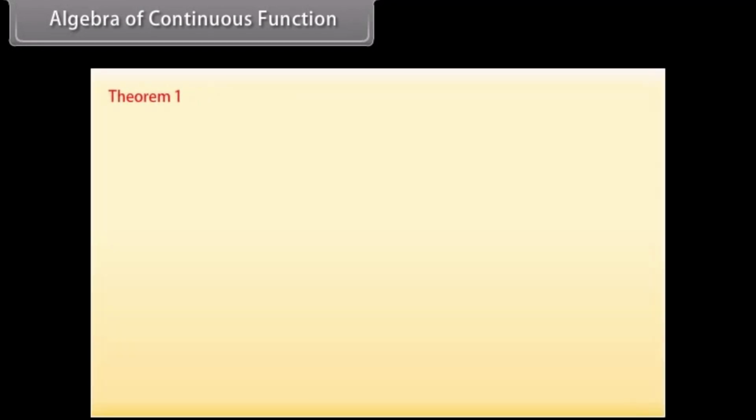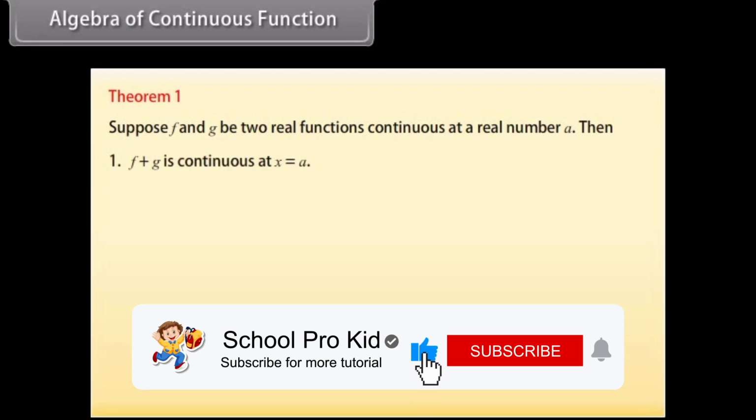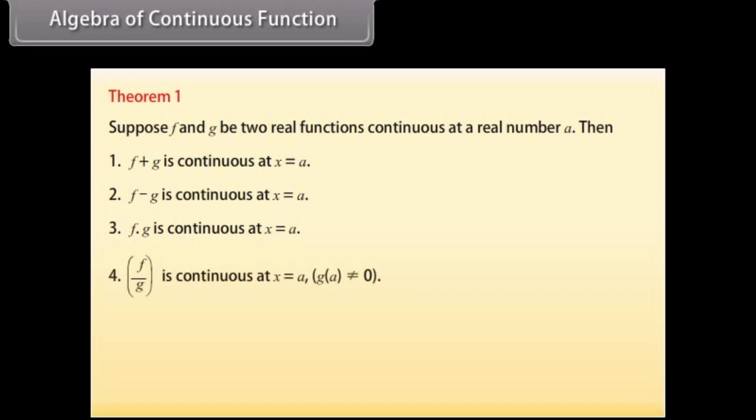Algebra of continuous functions. Theorem 1. Suppose f and g are two real functions continuous at a real number a, then: 1. f plus g is continuous at x equal to a. 2. f minus g is continuous at x equal to a. 3. f into g is continuous at x equal to a. 4. f by g is continuous at x equal to a, provided g(a) is not equal to 0.